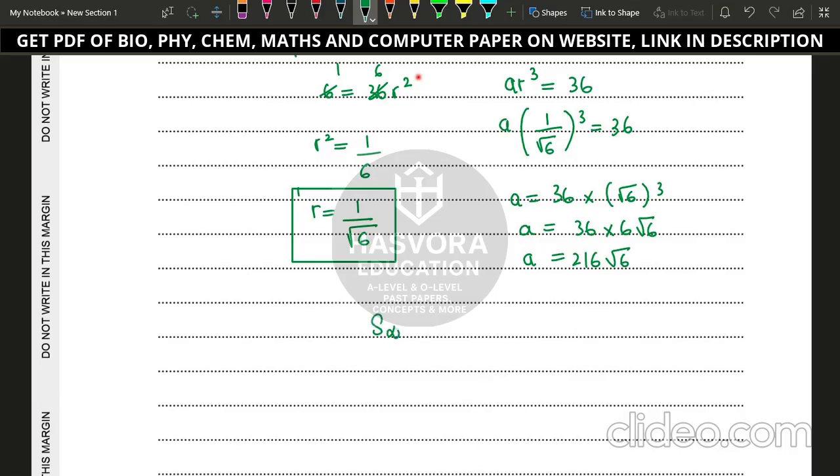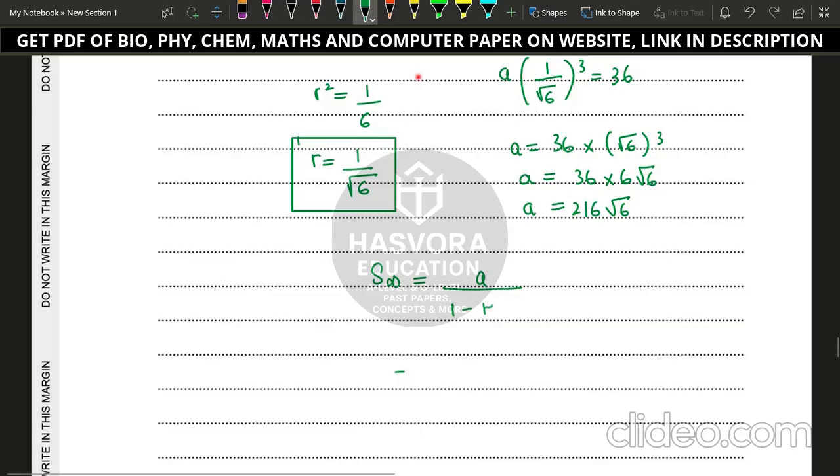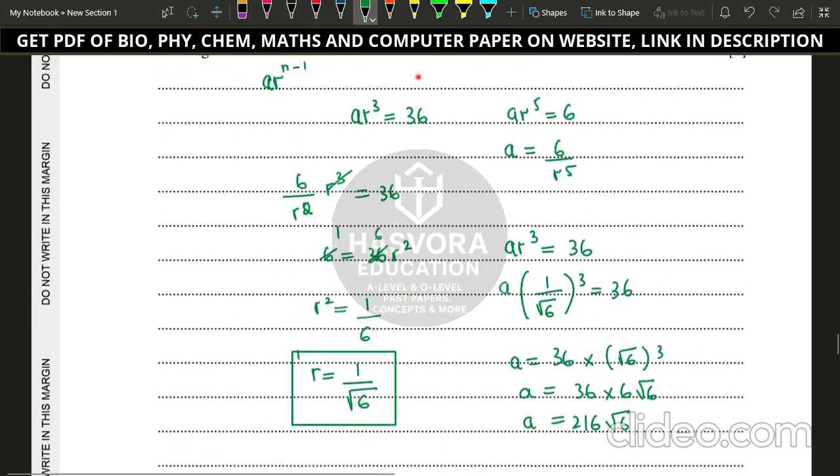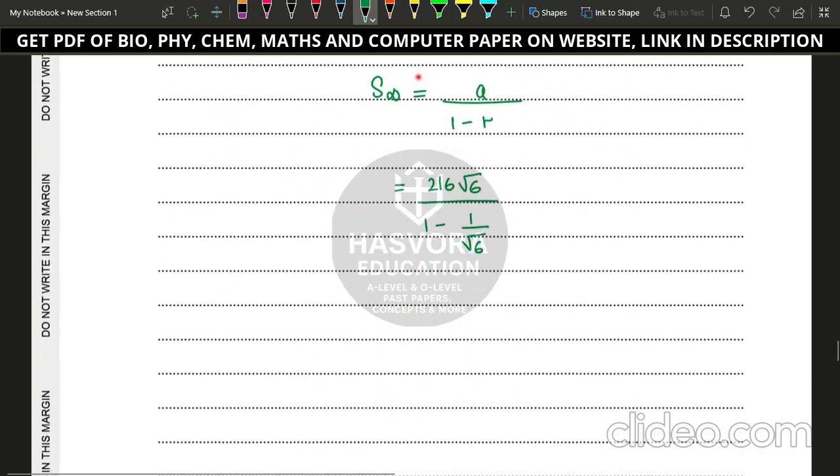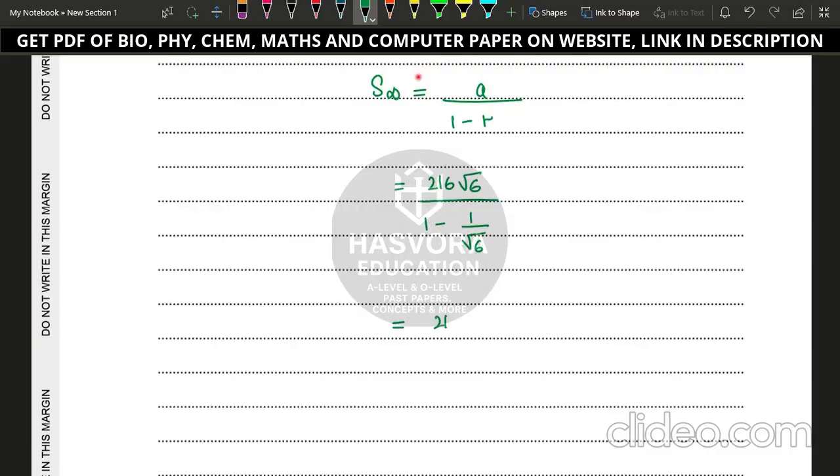So the sum to infinity formula is a over 1 minus r. So it will become 216 into under root 6 divided by 1 minus 1 over under root 6. Now I need to write it in the form under root b minus c, so I will take the LCM. So it will be 216 under root 6 divided by under root 6 minus 1, and then we will have the LCM as under root 6.